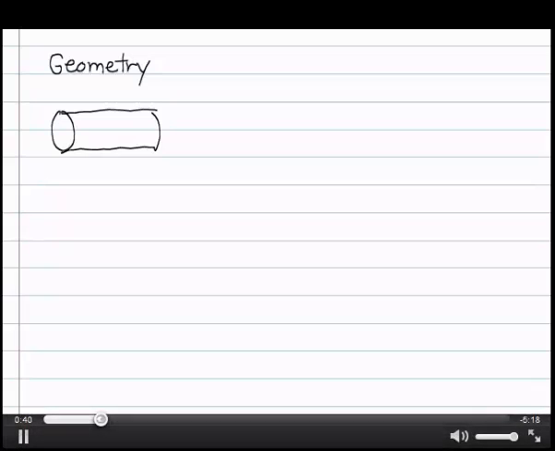Now, one thing that some people get confused about is the difference between surface area and cross-sectional area. As an example, I thought I would look at a cylinder. Here's a cylinder. You might think of it as the surface of a can. Let's compare the surface area with the cross-sectional area.